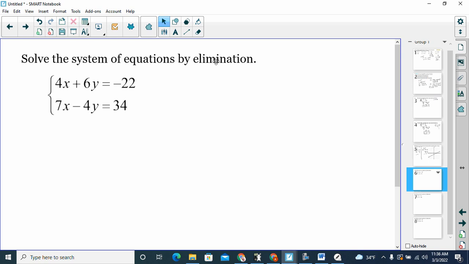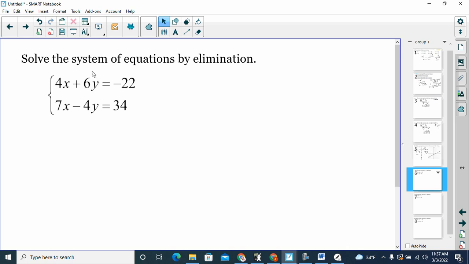So instead, what we're going to do is multiply both equations by different things to make the variables the same. So 4 and 7, we're looking for a common multiple. You could make them both 28. Or looking at the y's, 6y and 4y, 6 and 4 have a common multiple of 12. I could make those both 12. So 12 is smaller than 28, so let's work with the y's here.